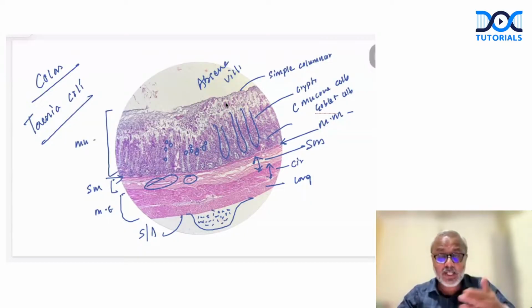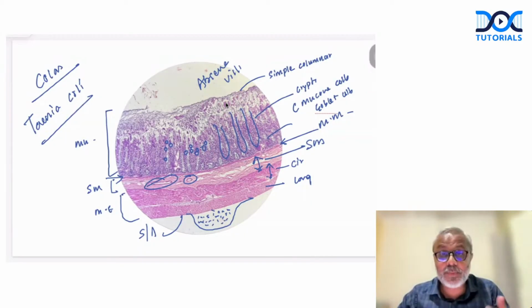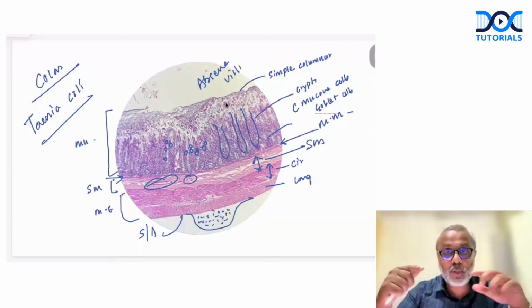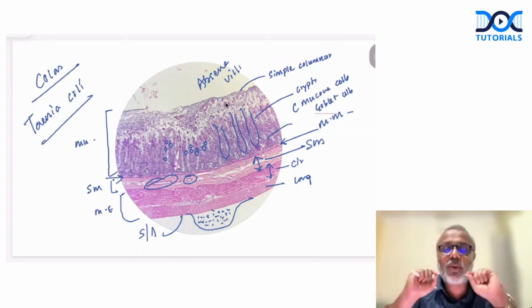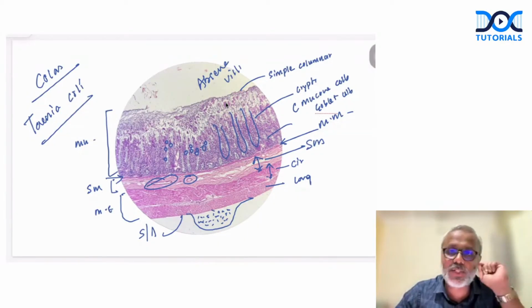So their front and sides will have serosa, and the posterior surface will have adventitia, whereas the transverse colon and sigmoid colon are covered by transverse mesocolon and sigmoid mesocolon. So they do not contain adventitia, they contain serosa. This could be an important viva or discussion question for you.